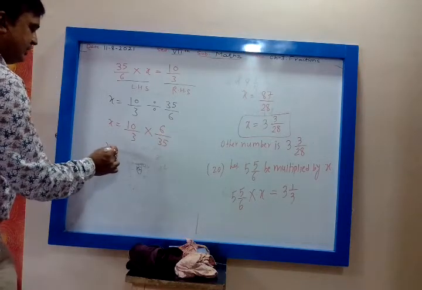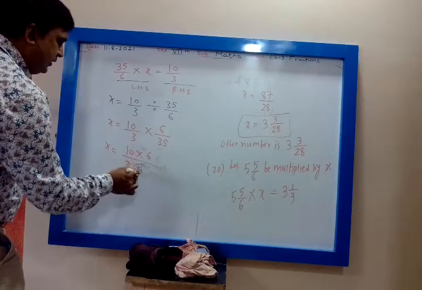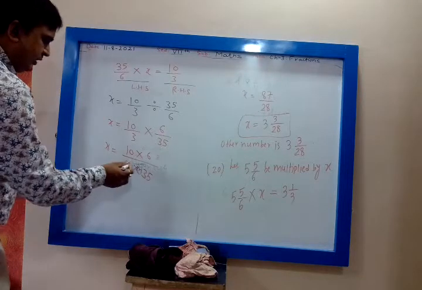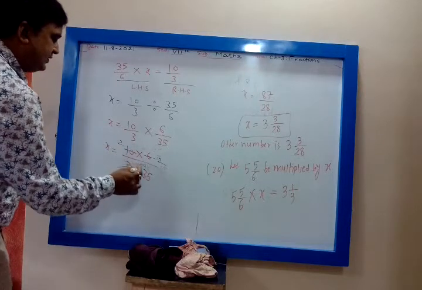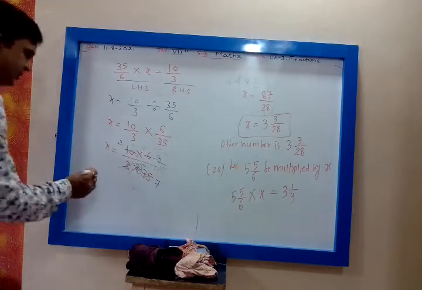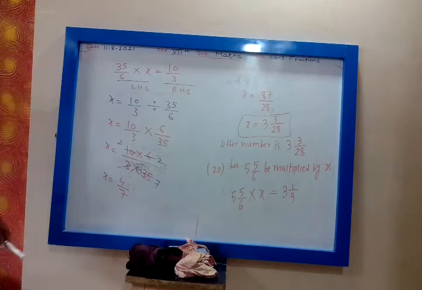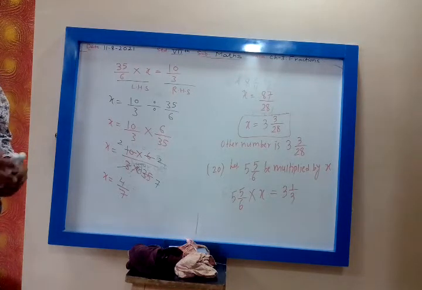So this is multiplication of two fractions. 3 2s are 6. Then 2 5s are 10, 7 5s are 35. So the answer is 4 by 7. Can you convert it into a mixed fraction? No, only an improper fraction can be. A proper fraction cannot be converted into a mixed fraction.